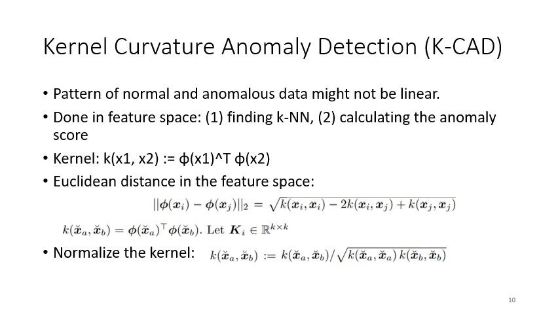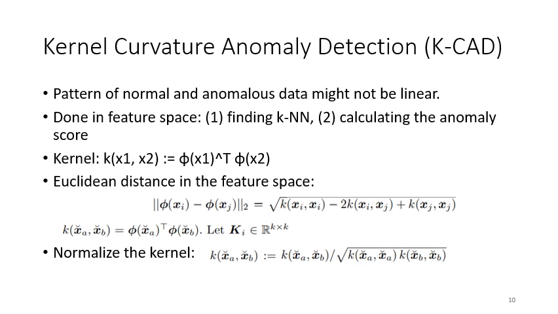However, the pattern of normal and anomalous data points might not be linear. Therefore, it's useful to propose kernel curvature anomaly detection, or KCAD, which performs the CAD in the feature space rather than in the input space. Two steps are done in the feature space: one, finding k-nearest neighbors, and the second one, calculating the anomaly score. Consider phi to be the mapping function from the input space to the feature space, and the kernel is equal to phi of x1 transpose phi of x2. According to one of the papers, and it is easily provable, the Euclidean distance in the feature space is equal to the root of the kernel of xi plus the kernel of xj minus 2 times the kernel of xi xj.